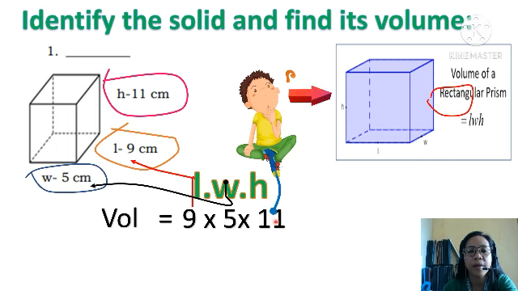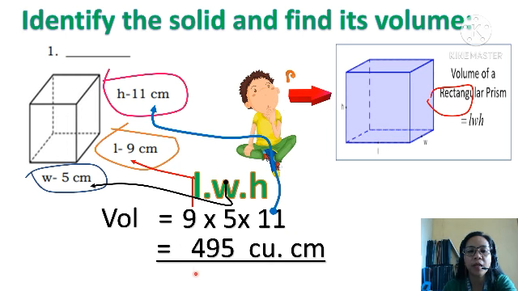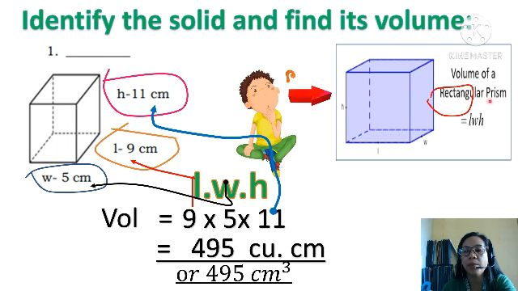So now, as you can see, all you have to do is multiply the length with the width, multiply it with the height. So, multiply lahat sila. Okay? So, 9 times 5 times 11. You can use your calculator. Ano ang sagot? The answer is 495 cubic centimeter, or you can write it this way, 495 cubic centimeters. Okay? Again, anong solid figure na to? This is rectangular prism. Okay?